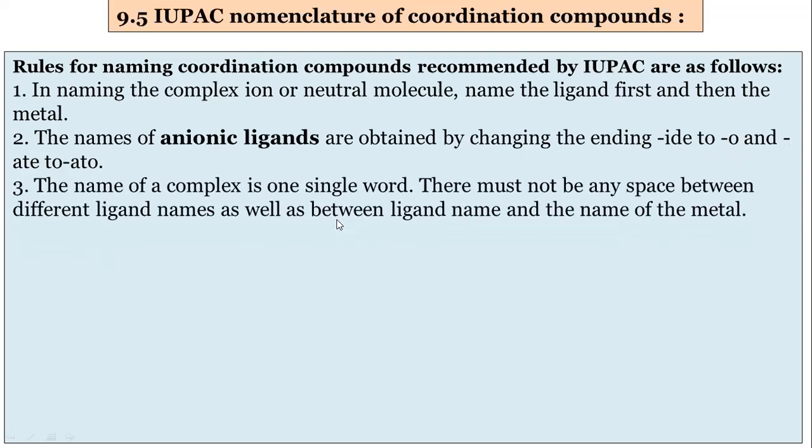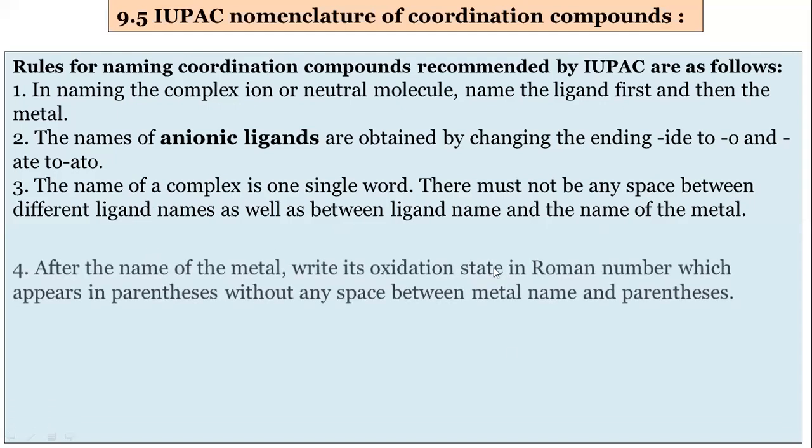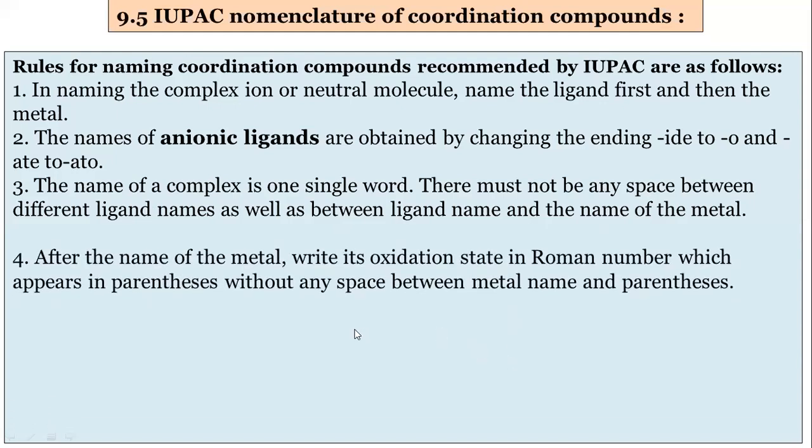What is rule number 3? I will take a quick revision because yesterday I explained in detail. The name of the complex should be in a single word. There should not be any spacing between the name of the ligand and the name of the metal ion. Rule number 4: after the name of the metal, we have to write the oxidation number or oxidation state in brackets with a Roman numeral. Remember, the oxidation state should always be written in Roman digits.